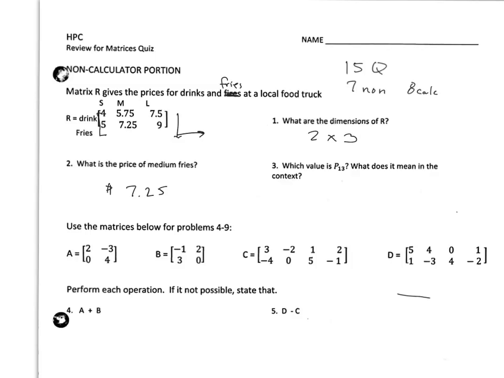And for number 3, 1-3 is wrong on the answers, but if we go down 1 and over 3, it's actually right on the answer. Sorry, I was looking at the other one. This is that a large drink costs $7.50.